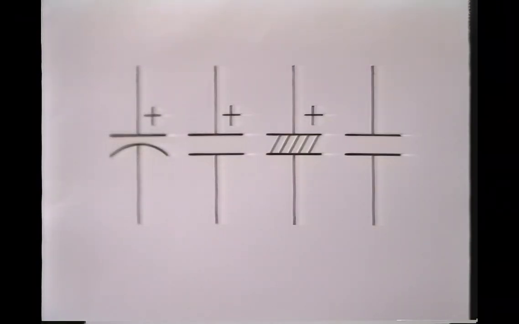Here are some common schematic symbols for capacitors. The drawing on the left is the one you'll see most often. The others are variations of the first symbol. You'll notice that some of the capacitor symbols are marked with a plus sign on one end. Many capacitors are polarized, which means that, like a battery, there's a positive end and a negative end. If a capacitor is polarized, it will be marked with a plus or minus sign.